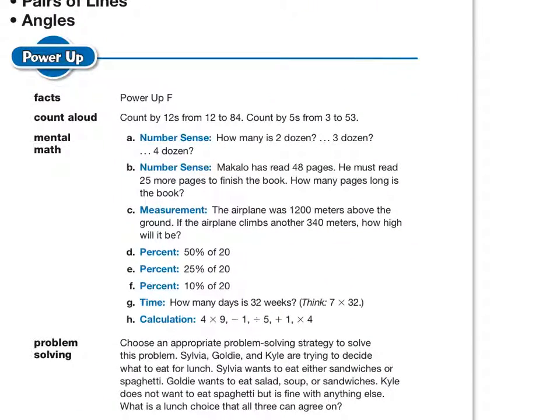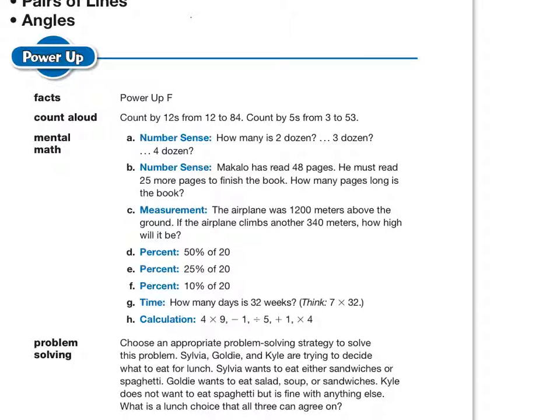Here we go. We're going to do this as quick as we can. We're going to count by 12s from 12 to 84. Count by 5s from 3 to 53. Oh, wow, what a good exercise. 12, 24, 36, 48, 60, etc. All right, so this is also to help us get better at our number sense.